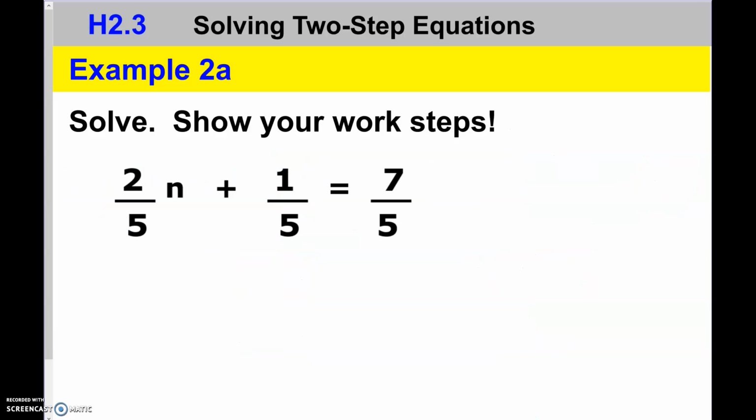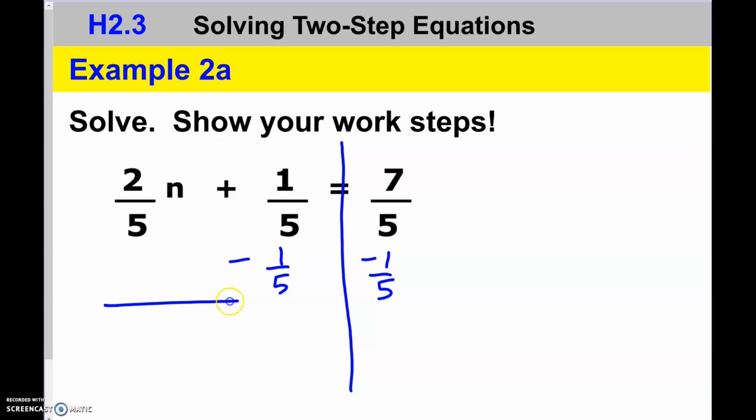All right, we've got some fractions here. So we still have this equal sign, and the number I need to move first is the 1/5. Because that says plus 1/5, we're going to do the opposite. So I'm going to subtract 1/5 from both sides. So I have 2/5 n equals, and 7/5 minus 1/5 is 6/5.